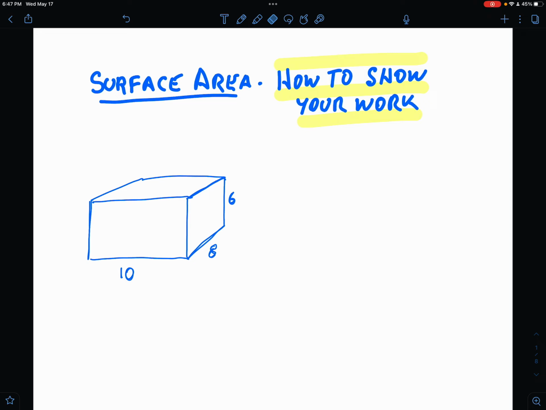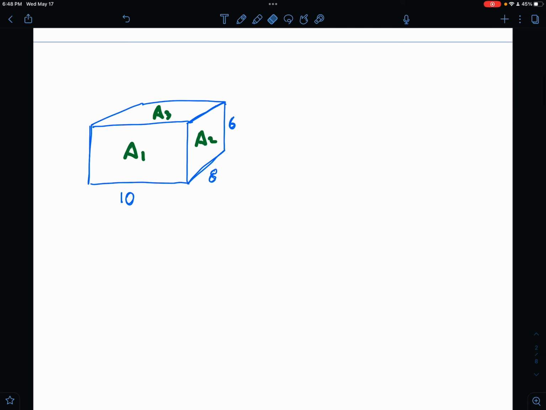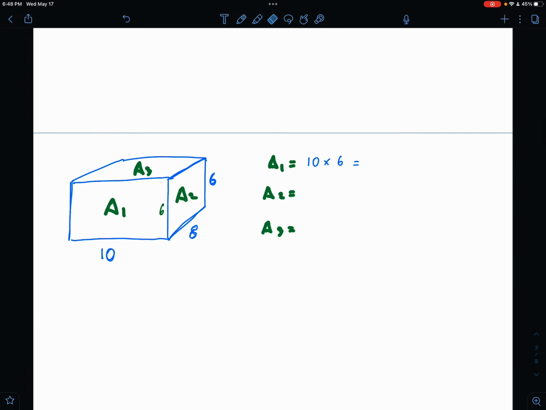It's got 6 sides, but we know that 3 of them are kind of unique. So there's 2 front and back, 2 left, right, and 2 that are the same, there's top and bottom. So we can just really deal with only 3 sides, like this. We call one A1, A2, and A3. And then we can figure out the area for each one of them.